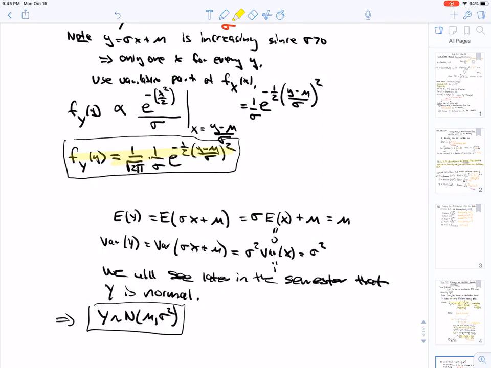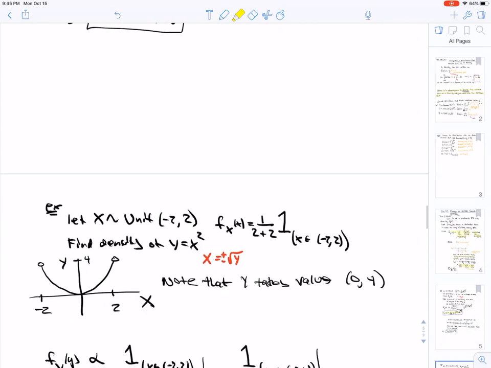So notice you can find the expectation of y and the variance of y, and that's mu and sigma squared, respectively. We'll see later that y is normal, and hence y is actually the normal random variable with mean mu and variance sigma squared. Let's do another example.